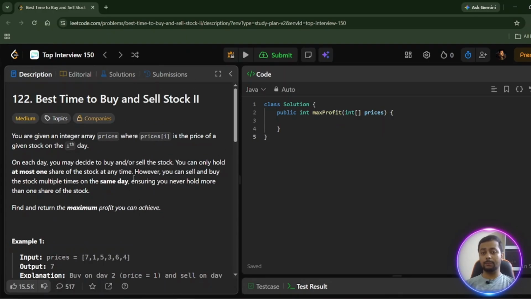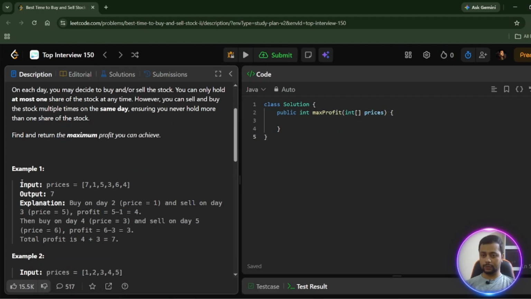So basically, in the previous problem, our restriction was that we had to maximize our profit, but we were allowed to buy the stock on only one day and then sell it on any day after the purchasing day. But over here, there is no such restriction. You are allowed to purchase the stock as many times and sell it as many times as you like. But the only restriction is that prior to the second purchase, you have to sell it first.